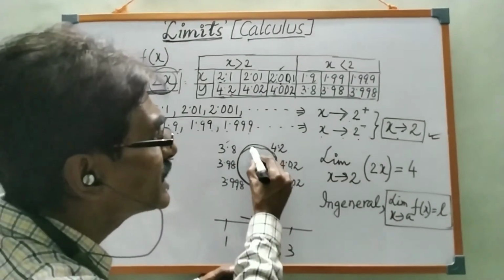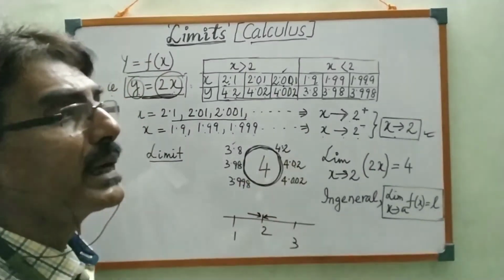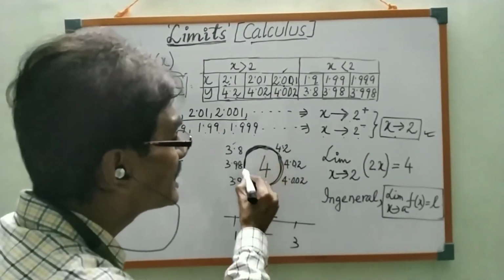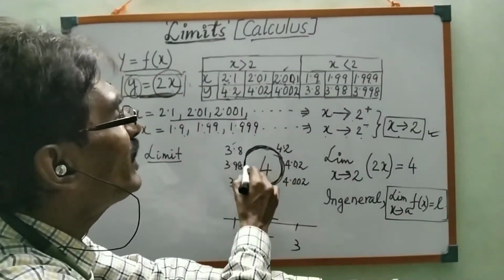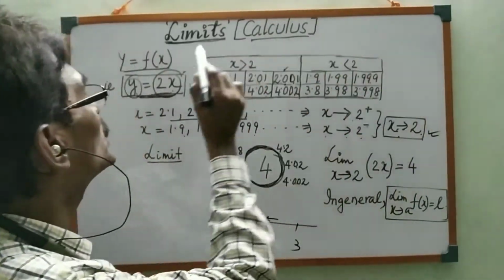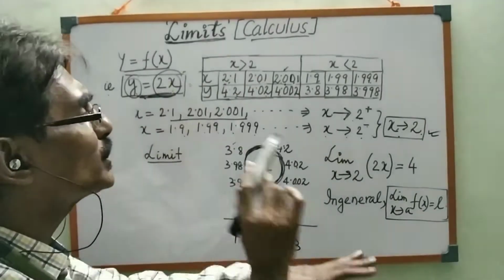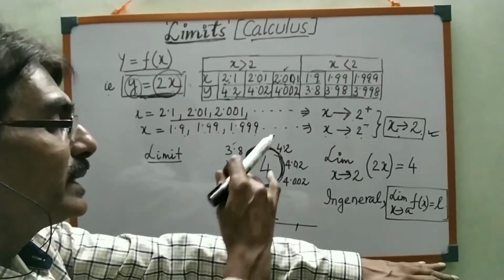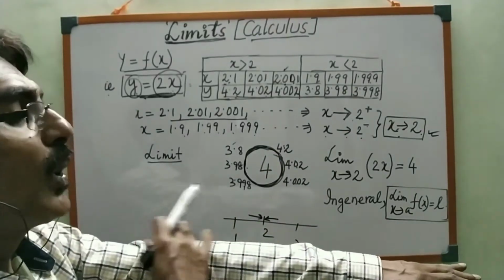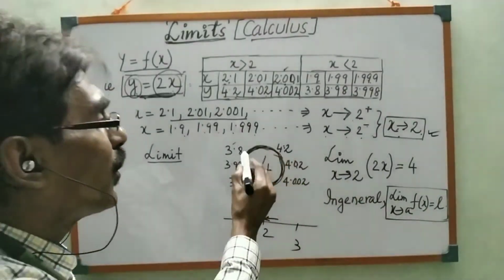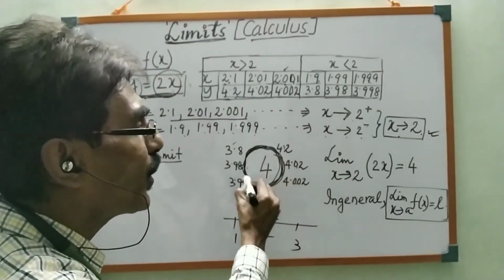If I consider 4 as the wall or boundary, all the values for x tends to 2 for the function y equal to 2x are coming either on this side or on that side of this border, this boundary. So 4 is the boundary or the border.